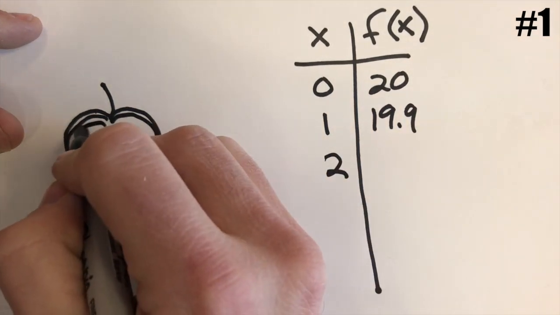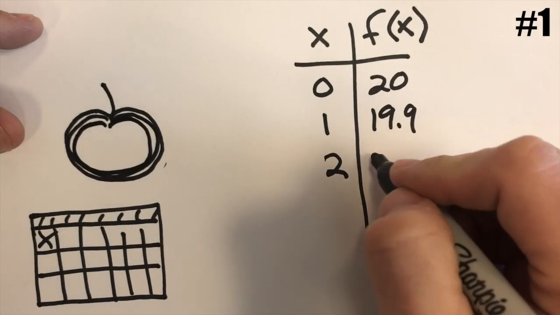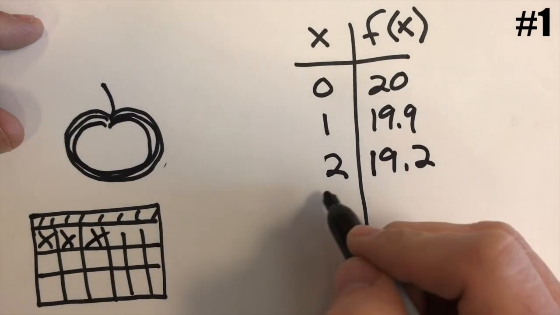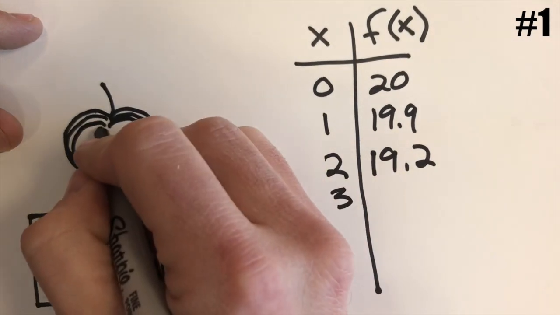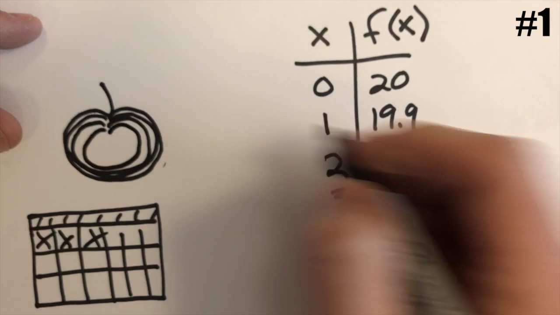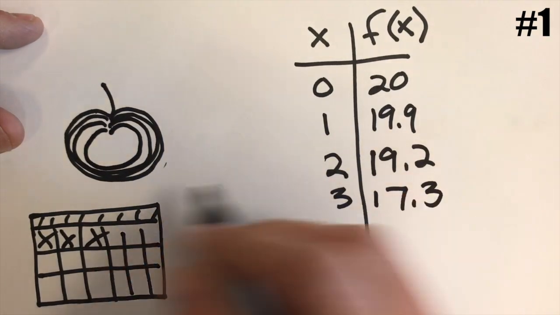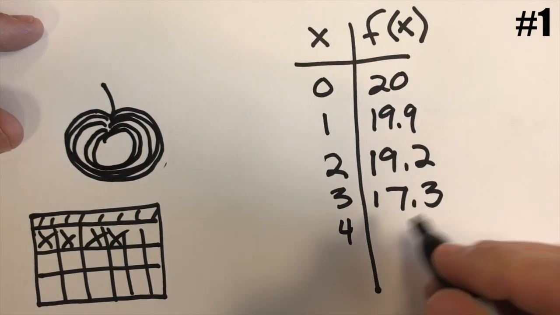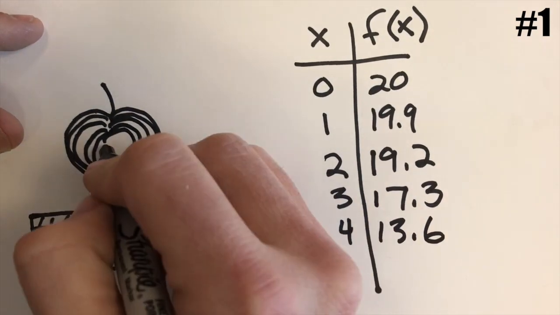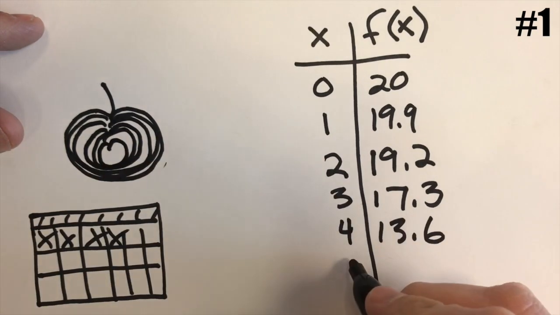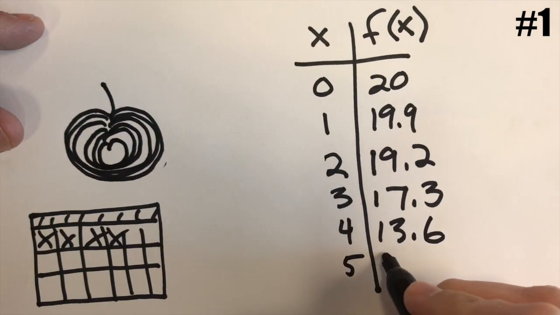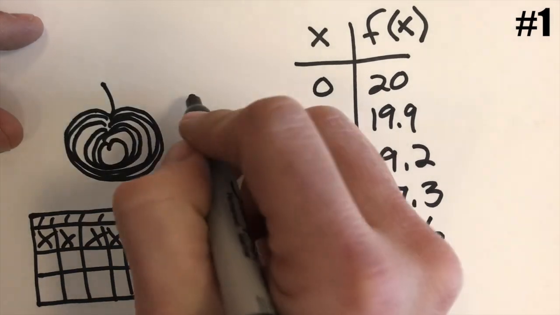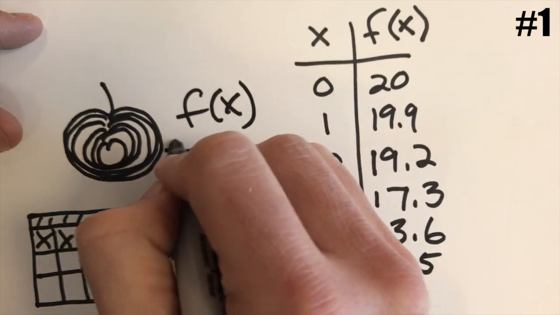After 2 days, it shrivels up a little bit more, down to 19.2. So that's after 2 days. Now after 3 days, it's kind of increasing the rate at which it's shriveling here. 17.3 after 4 days. It's really deteriorating, 13.6 grams. And after 5 days, it's really reduced here to 7.5 grams. So if x is the number of days and f of x is the mass of the cherry.